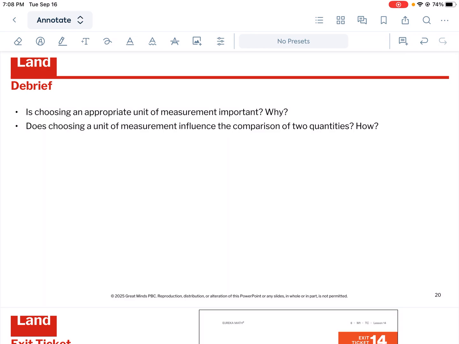Is choosing an appropriate unit of measurement important, and why? I would hope that your answer is yes. It is important. The reason why it's important is for the sake of convenience in working in smaller numbers but larger units when you have to perform various mathematical operations. And then there's a question, does choosing a unit of measurement influence the comparison of two quantities, and how? I'm going to let you marinate on that one for yourself.